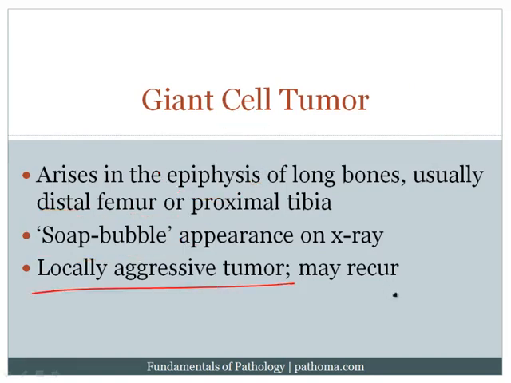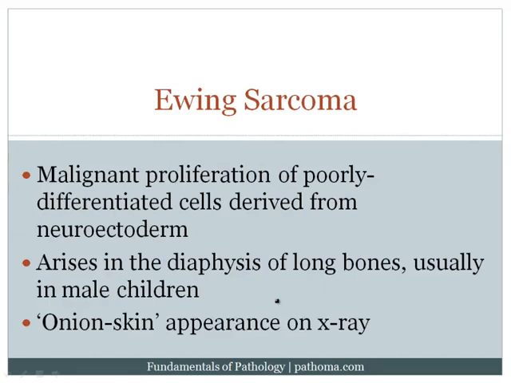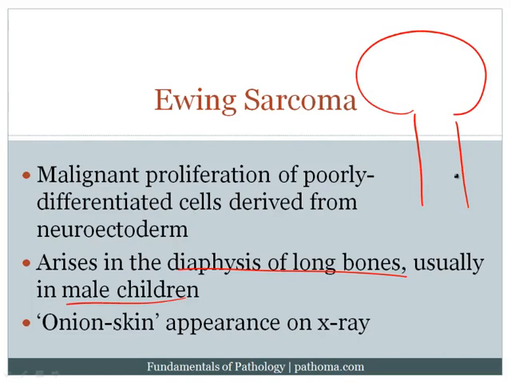This is a locally aggressive tumor that may recur. Ewing sarcoma is a malignant proliferation of poorly differentiated cells derived from neuroectoderm. Board examiners like you to know that Ewing sarcoma is derived from neuroectoderm. It arises in the diaphysis of long bones, usually in male children, so basically it would be here, and it grows inside the medullary cavity.